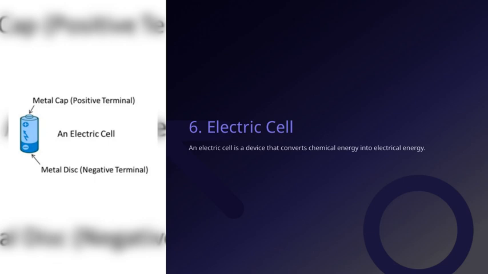Essentially, it takes the energy stored in chemical substances and transforms it into the electrical power we can use to run our devices. This process is fundamental to how batteries work, powering everything from our smartphones to electric vehicles. Understanding this conversion helps us see how chemical reactions can be harnessed to generate usable electrical energy. It's a key component in the larger picture of energy sources and their applications.